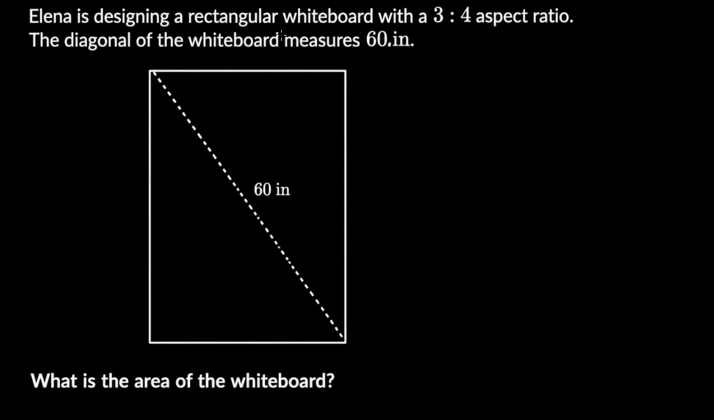Elena is designing a rectangular whiteboard with a 3:4 aspect ratio. The diagonal of the whiteboard measures 60 inches. What is the area of the whiteboard? Pause this video, have a go at that.